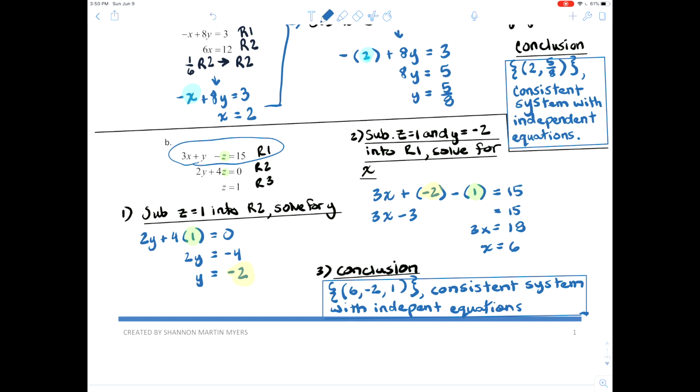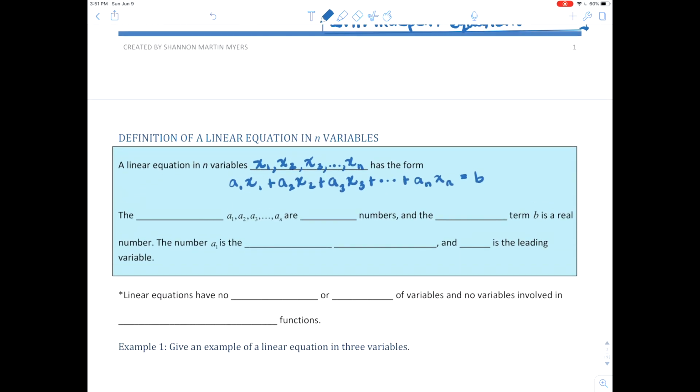X, Y, and Z. So if I rewrote this in the other terminology, my a1 would have been 3, my x1 would have been x, my a2 would have been 1, x2 would have been y, a3 would have been -1, and then x3, or z, would have been x3, and then 15 would have been our b. So let me write that in, just so we can check it out.